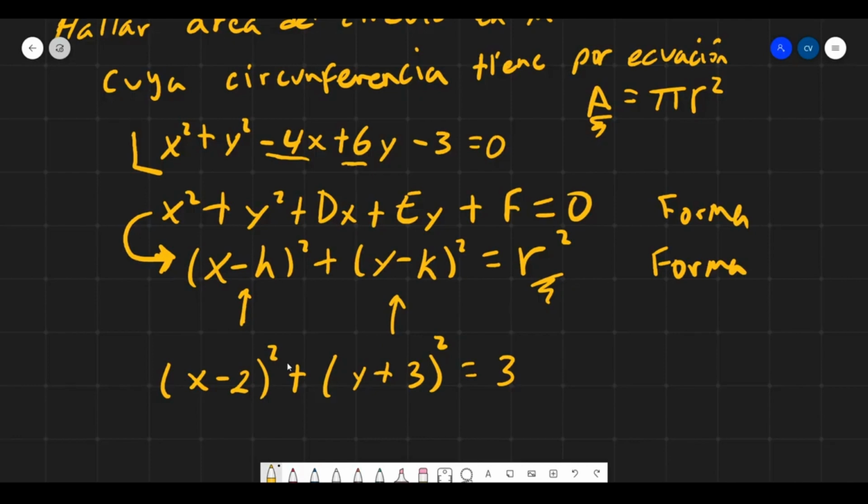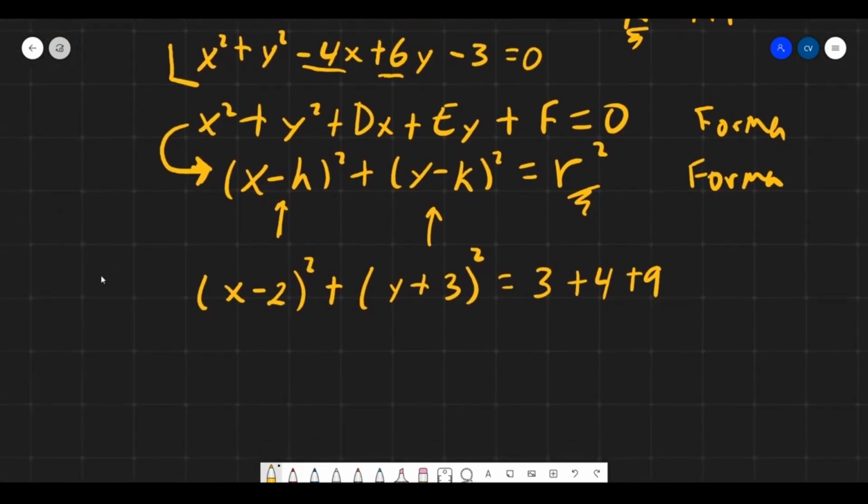This part will not change. X minus 2 will be squared plus y plus 3 will also be squared, and this is equal to. Now, if I add everything up, 9 plus 3 plus 4 equals 16. 3 plus 4 is 7, plus 9 is 16. What is the value of the radius squared? It is 16, therefore I have just changed the form of the equation, I have not given the answer to my exercise.